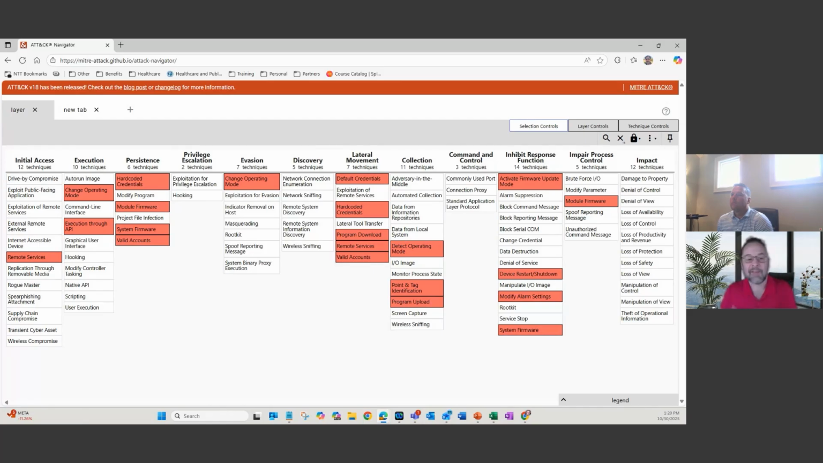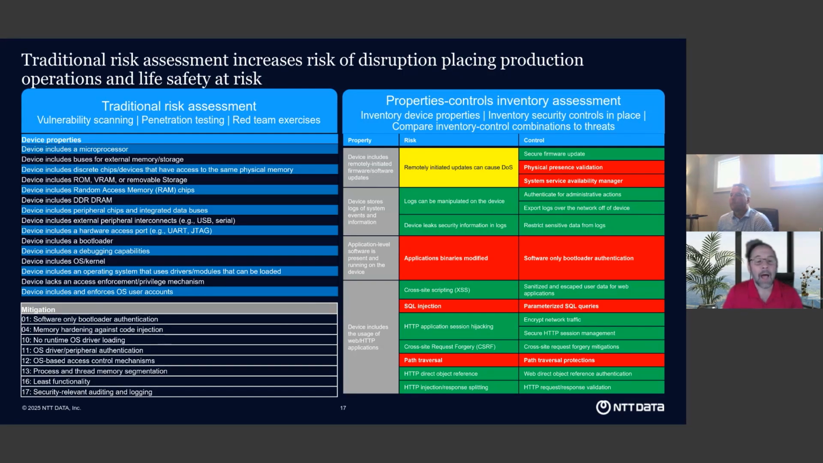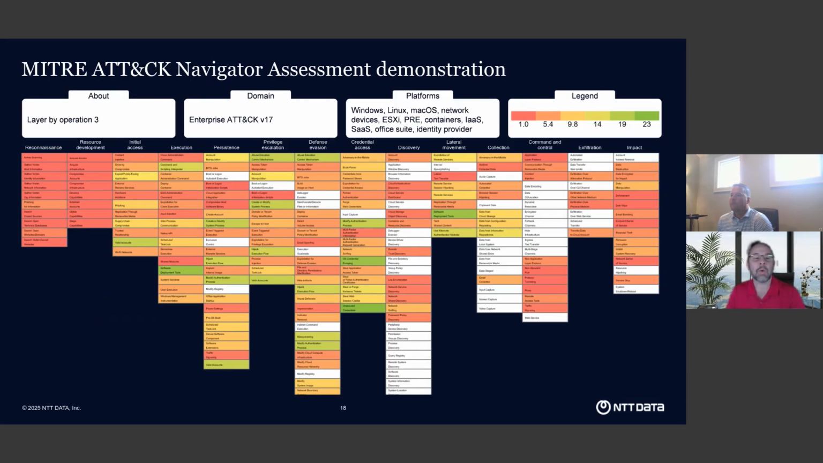And by the way, none of this touches any of your devices. That's the cool part about it. I'll actually show you the next slide. This is what the result of that kind of analysis looks like, where anything that is white means there is no control in place to address that specific risk.